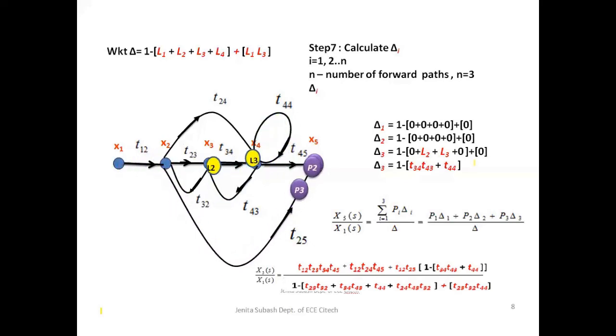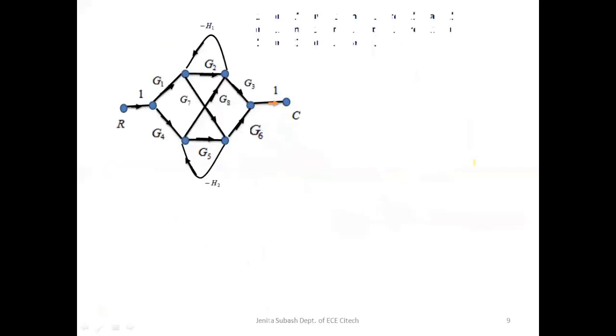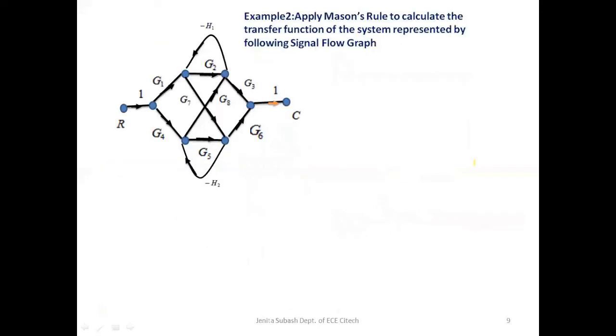So let's take a different example now. Apply Mason's gain formula to calculate the transfer function of the system represented by the following signal flow graph. It's again taken from a previous year's VTU question. It's important. If you concentrate, you can score for this topic especially. It is very easy to score.